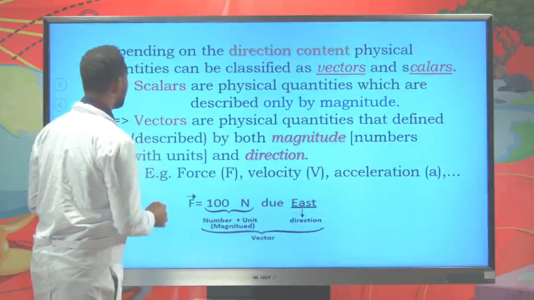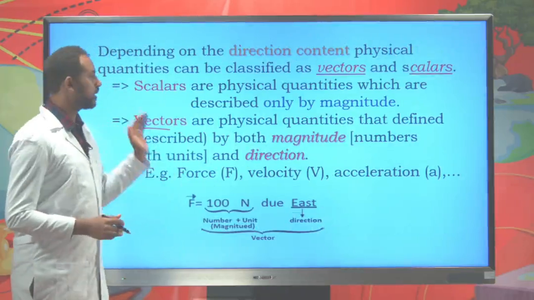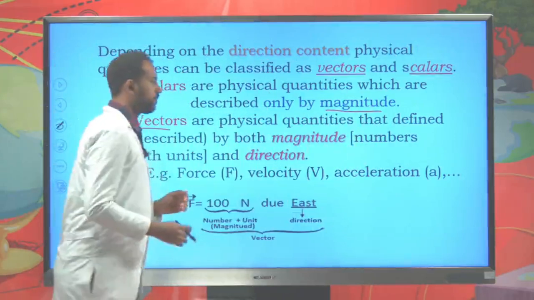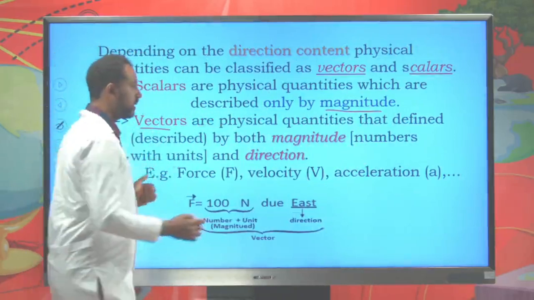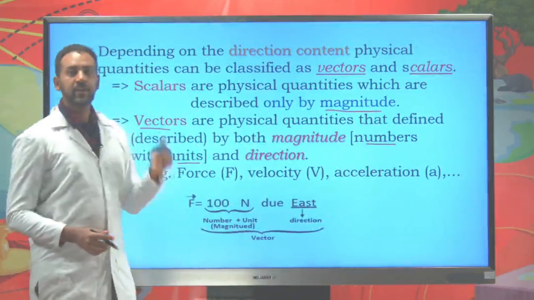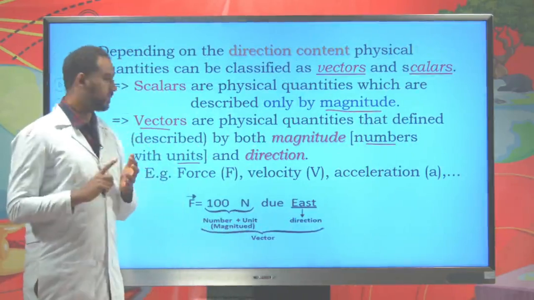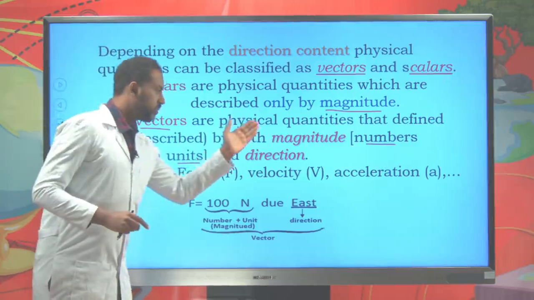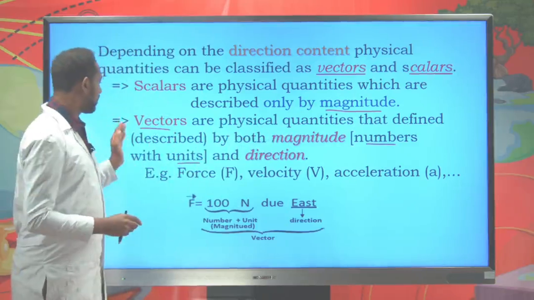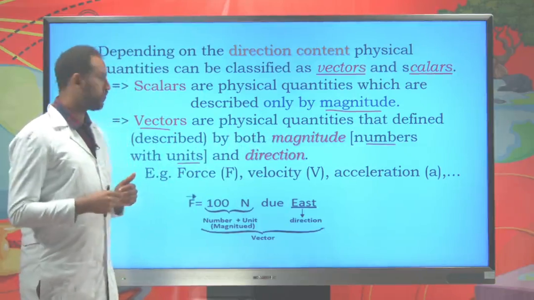So our main concern is to discuss vectors. Scalars are physical quantities which are designated only by magnitude. Magnitude means something which consists of a number and units. Whereas vectors are designated by both magnitude and direction. That means there is magnitude, which means number plus unit, and there will be a direction. So vectors are very important mathematical tools for physics.